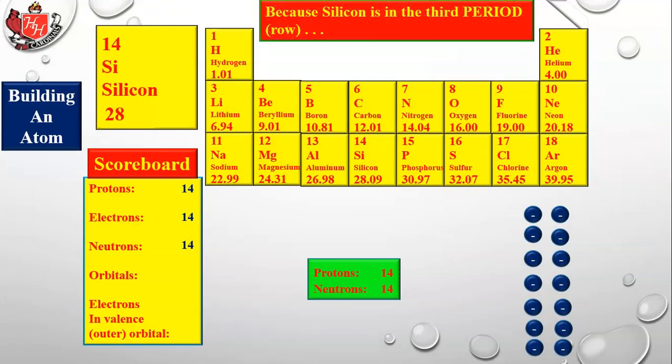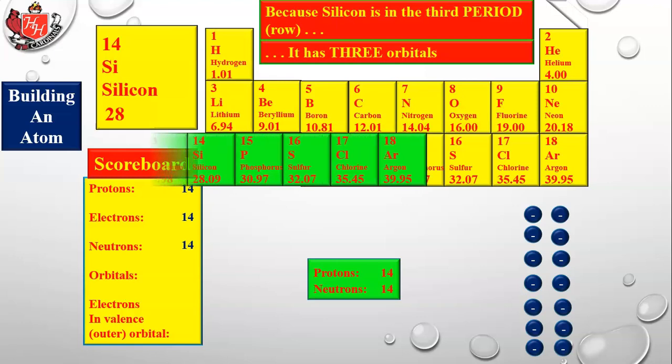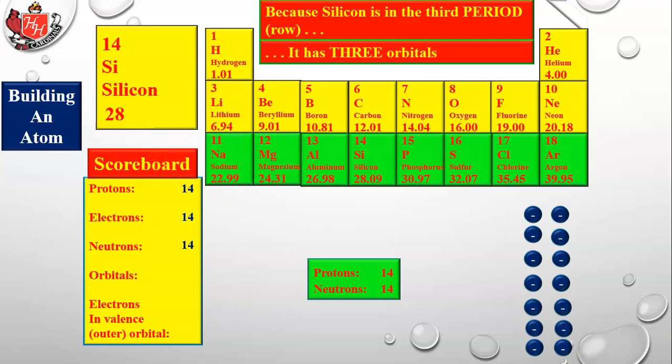Now we're going to count how many orbitals silicon has. Because silicon is in the third period row, it has 3 orbitals. Everything that you see being covered over in green has 3 orbitals. Everything from sodium, Na, all the way across to argon, Ar, on the right, those all have 3 orbitals because they're all in the third row. So here we go. We're going to draw them. Remember, this is not just counting numbers. We're going to actually diagram this atom.